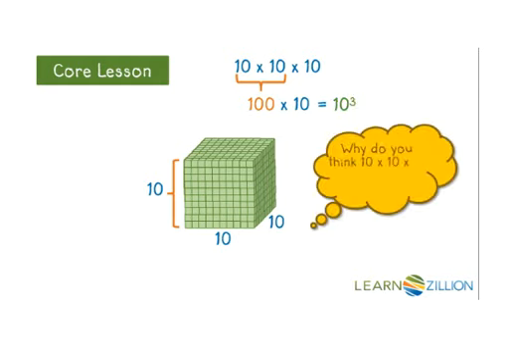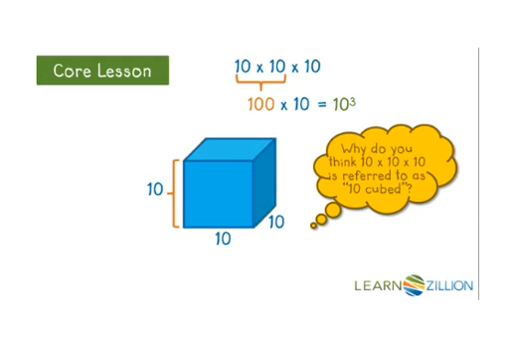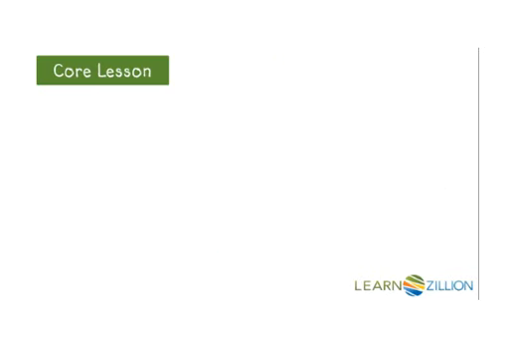Why do you think 10 times 10 times 10 is referred to as 10 cubed? The resulting model of 10 groups of 100 is in the shape of a cube. The dimensions of the cube are 10 by 10 by 10.